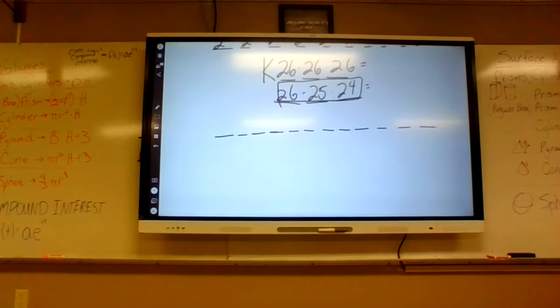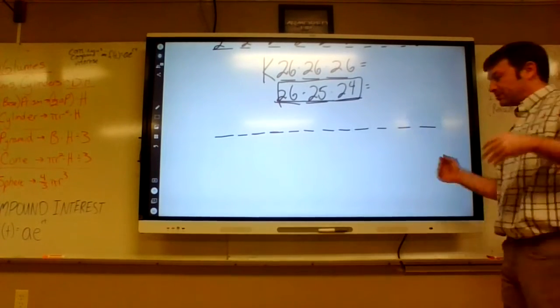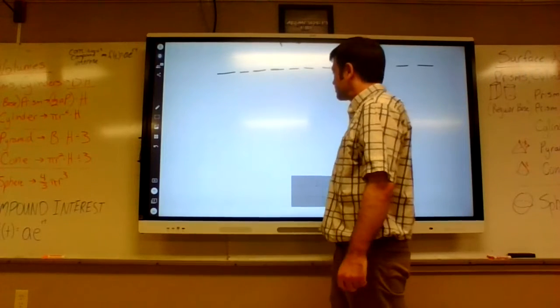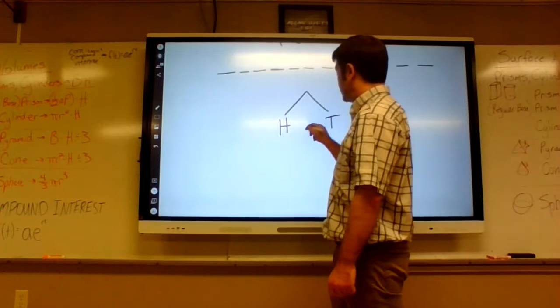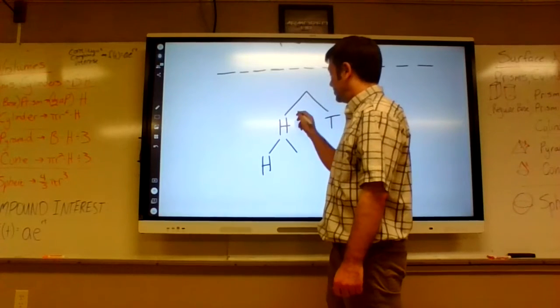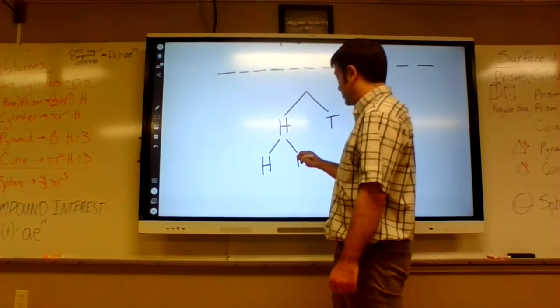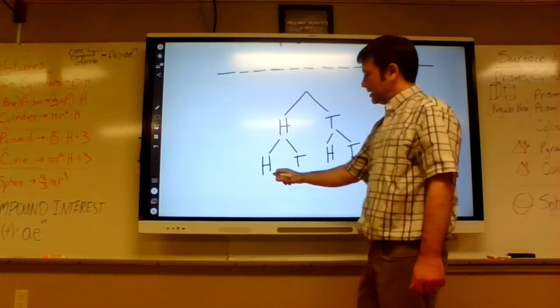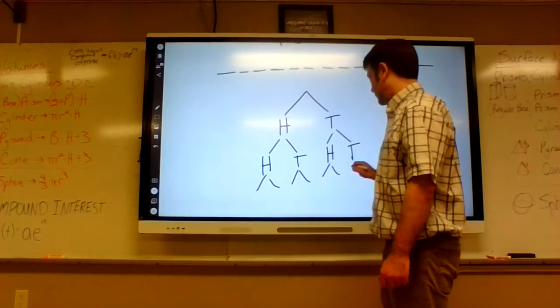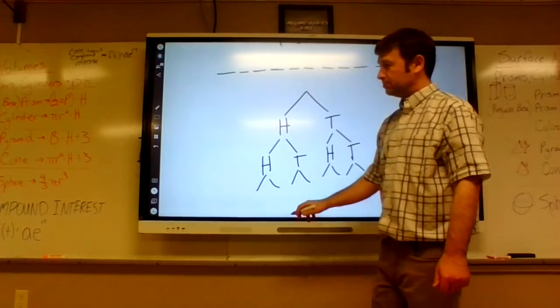So, if you're flipping the coin 3 times, there should be 3 levels, right? Yeah. So, first flip, heads, tails. Second flip, you could have got heads, and then off of that you could get heads, tails. You could have got tails, and off that you could get heads or tails. And then off each of those 4, you could get heads or tails.